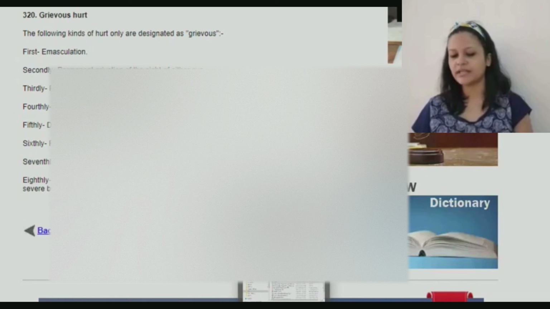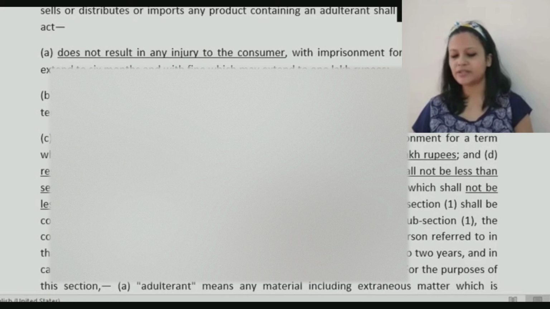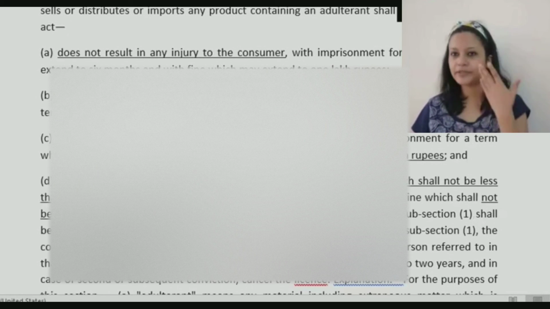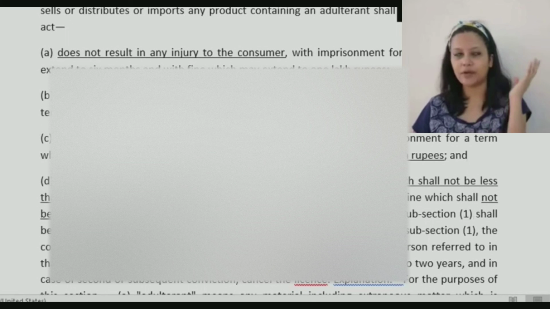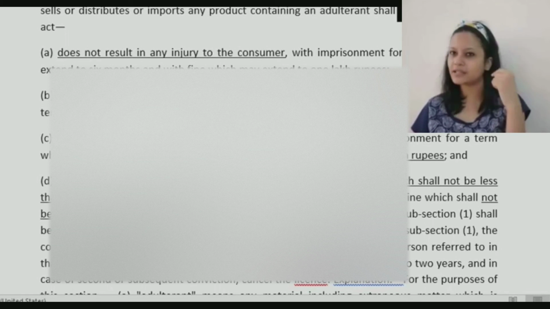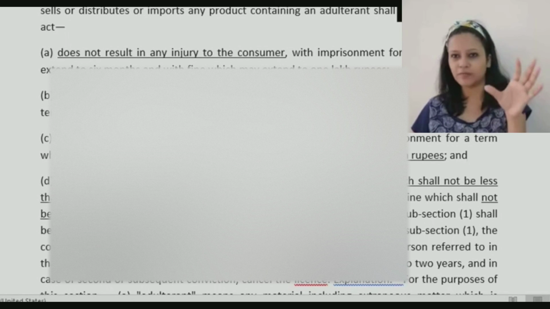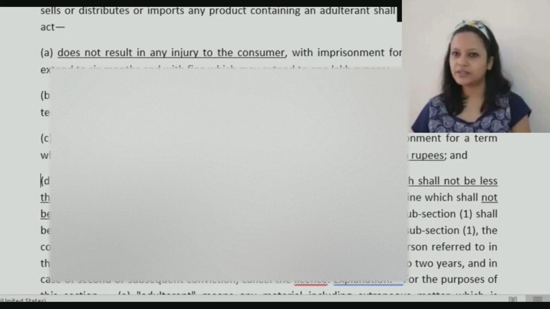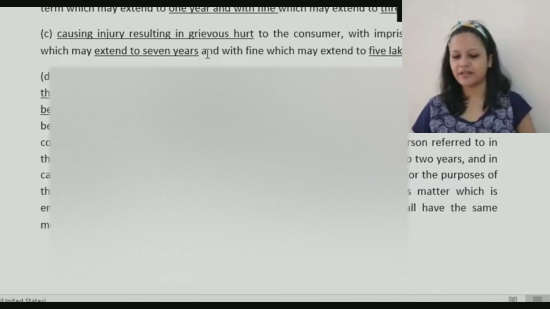All right, so causing grievous hurt, it may extend to 7 years of imprisonment and fine up to 5 lakhs rupees. Okay, you can take the example that someone's eyesight is gone, or maybe someone was applying an ear drop. Some liquids come, right, to clean your ears. Person applied it and then it was adulterated. It was not made with proper ingredients. His ear stopped working, one of the ears. In such cases also it will be grievous hurt only. So this is the punishment, 7 years or with 5 lakhs rupees.